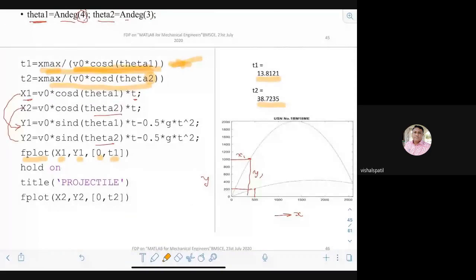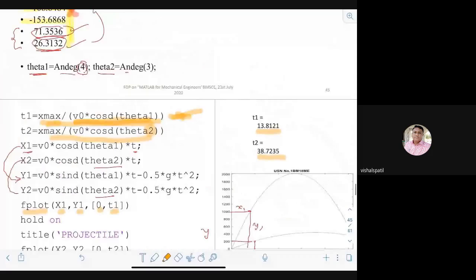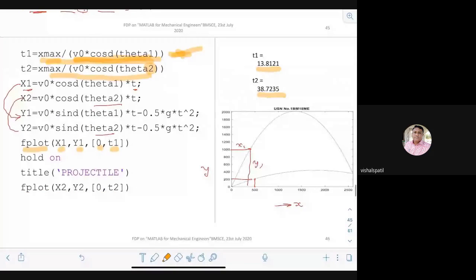That is 26 degrees. And similarly, just say hold on, because otherwise when you plot the next curve, automatically the first one will be erased. So if you don't put the hold on command, you lose it. Say hold on on the same graph, and you plot x2, y2 from 0 to t2. Remember, from 0 to t2 or 0 to t1, that is automatically taken care of. You get the corresponding x and y, and you get these two plotted here. You can see this curve here. This is the blue curve, and this one is the second possible path.